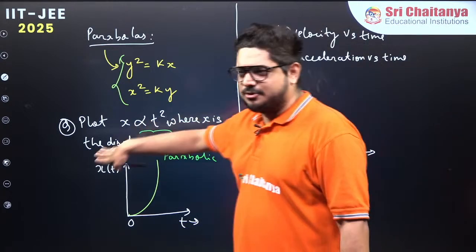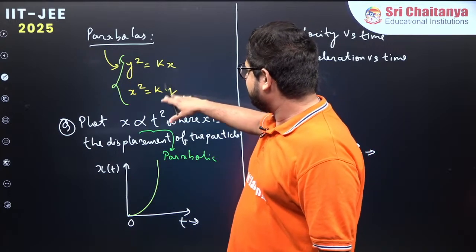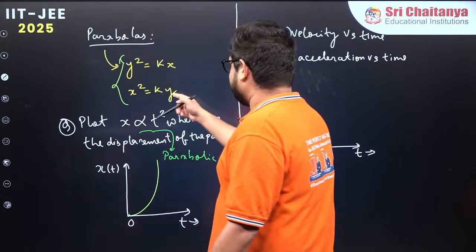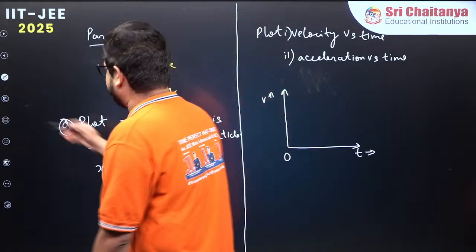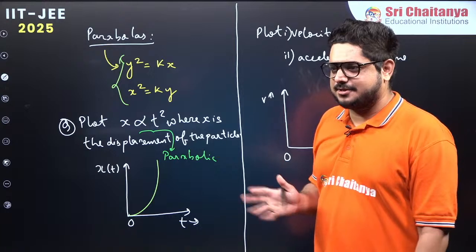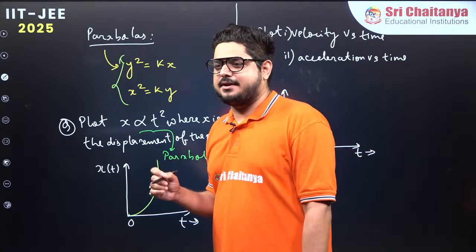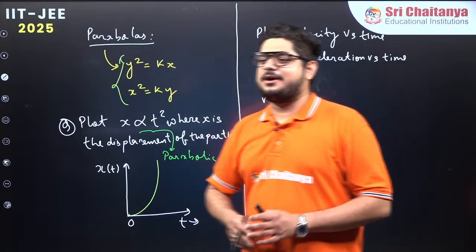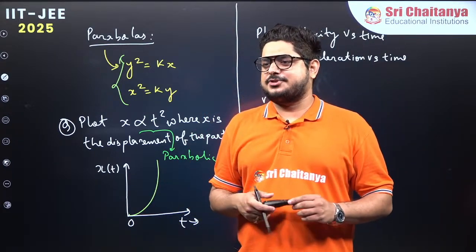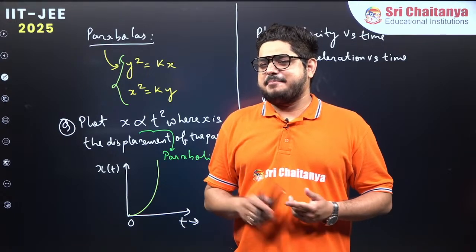X is directly proportional to t square. If you have any function like y is equal to x square, or y square is equal to kx, or x square is equal to ky, you will get a parabolic nature. Not a rectangular hyperbola, Rani. It has to be a parabola, not a straight line. Of course, that's not a straight line. Keep on thinking, keep on thinking.